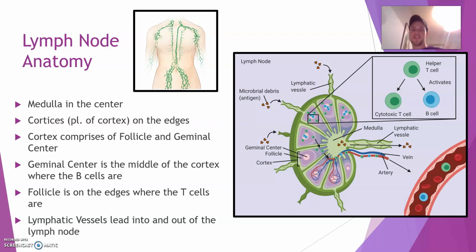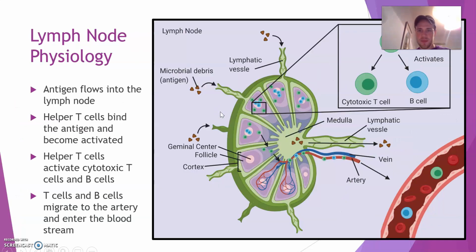But what's important is the function of these lymph nodes, the physiology of the lymph nodes. These antigens flow into this lymphatic vessel right here. And remember, helper T cells activate cytotoxic T cells and B cells. These helper T cells are going to bind the antigen, and the helper T cells are going to become activated.